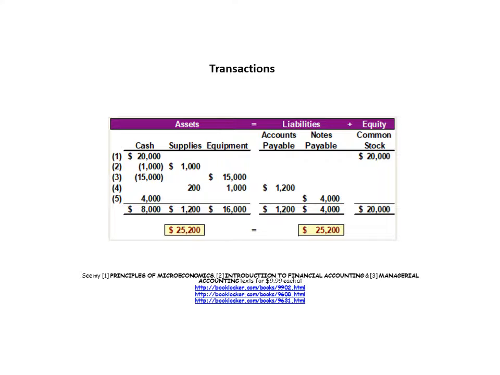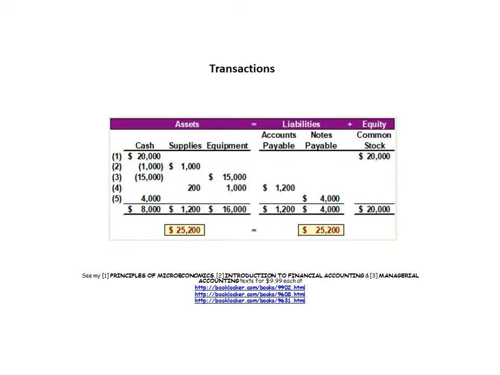So, first transaction. It looks like I formed the corporation by writing a personal check and depositing it in a brand new corporate checking account. And in exchange, common stock in the corporation was issued to me. Let's assume I'm a sole shareholder. Second transaction. It looks like I wrote a check and reduced my cash balance to purchase some supplies. Third transaction. It looks like I wrote a check and paid cash for equipment.